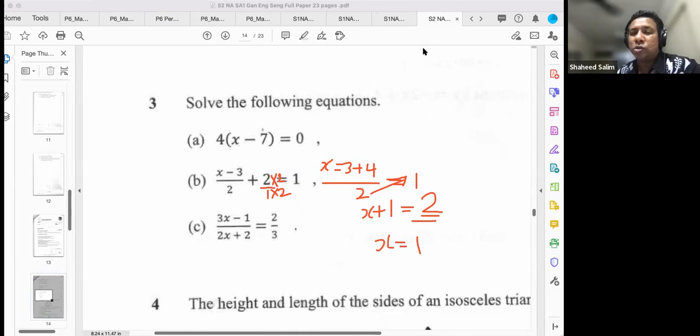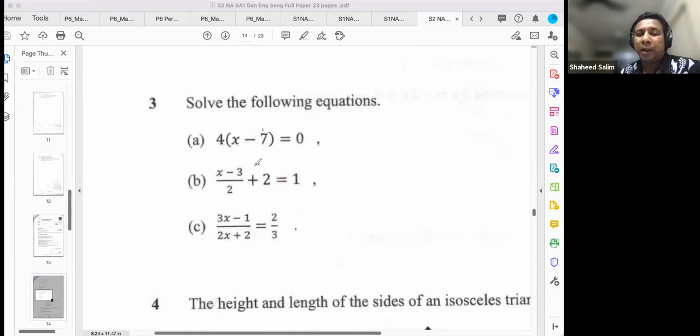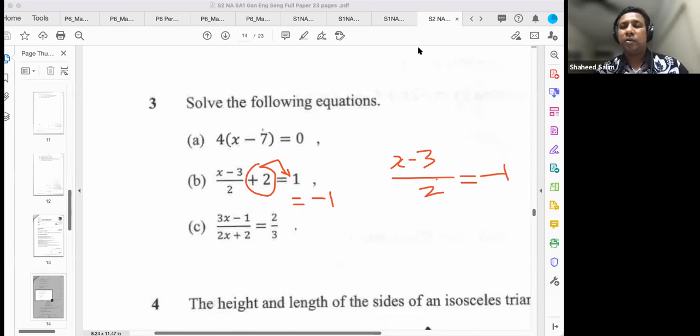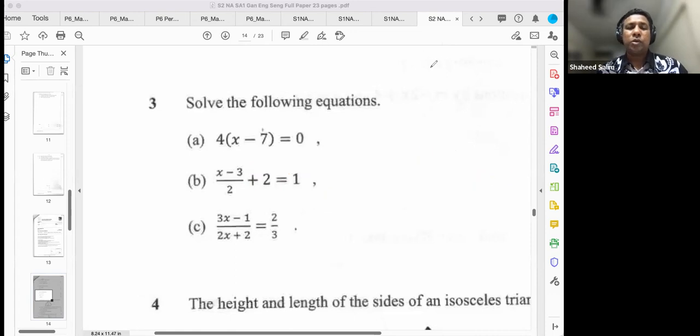The other method, I just show you another possible method. You bring the +2 over this side, become -2, right? -2 + 1 equals -1. So what are you left with? You're left with x minus 3 over 2 equals... Oh, I see my mistake. Because I forgot to make the 2 equal to 4 over 2, and the 1 equal to 2 over 2. Okay, so you try now.